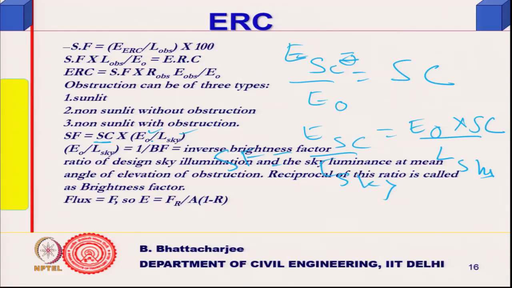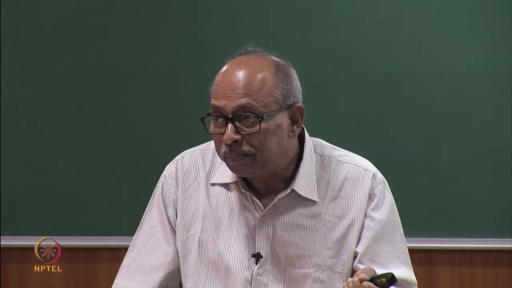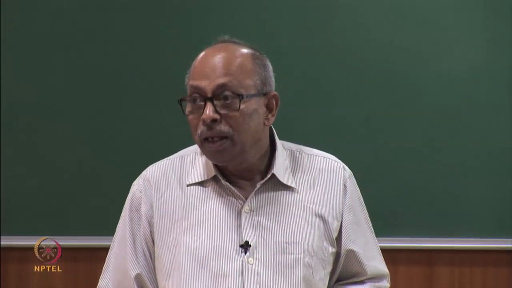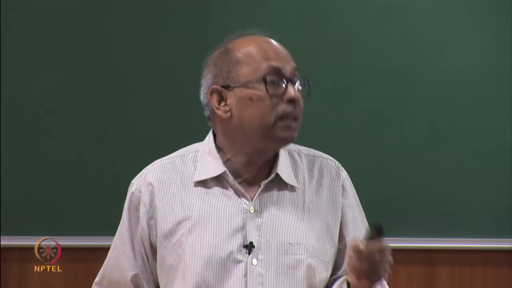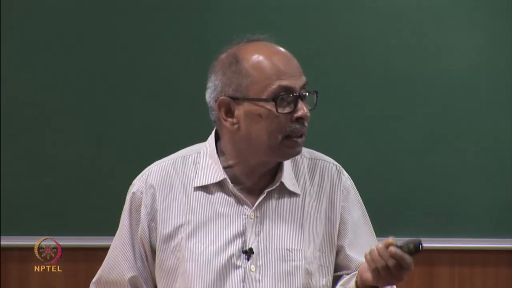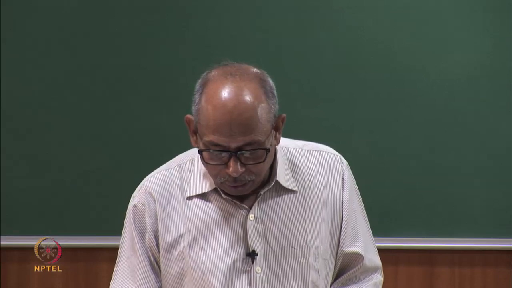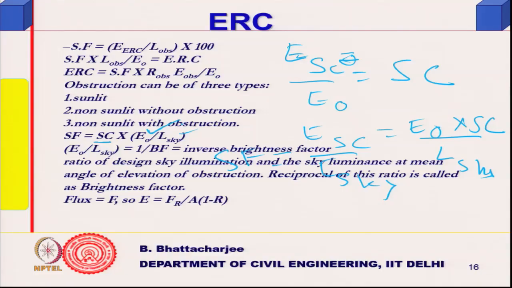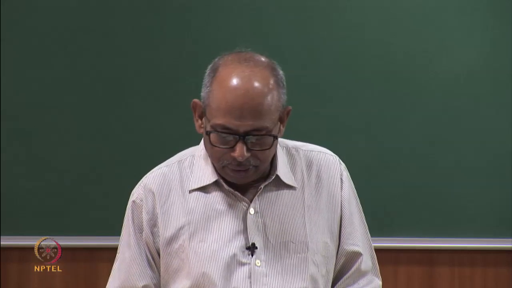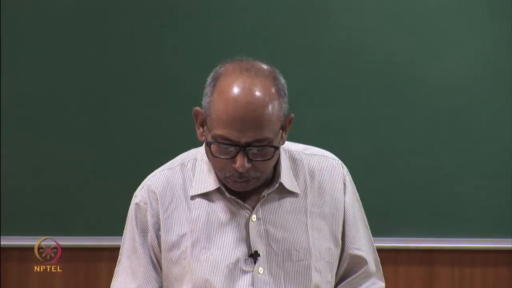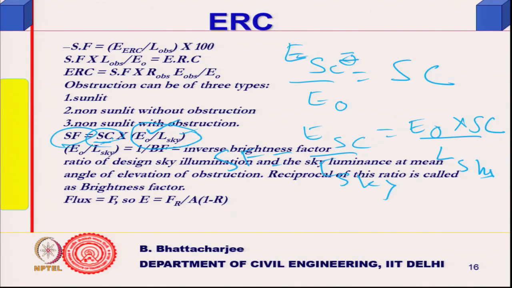Now, sky factor therefore, you can find directly from the table or also from the sky component value, which is again from another set of table. E 0 is known to you, which is 8000 lux, and L sky is known. But supposing this is given as a ratio, then you can multiply simply sky component by this to get the sky factor. Okay. So, these are given in tabular form.